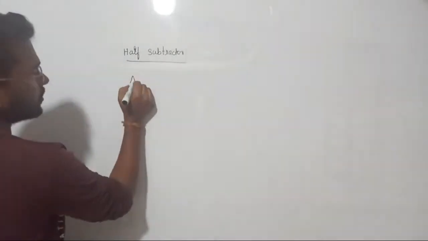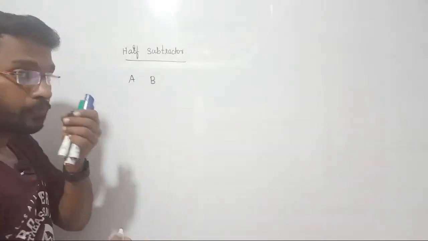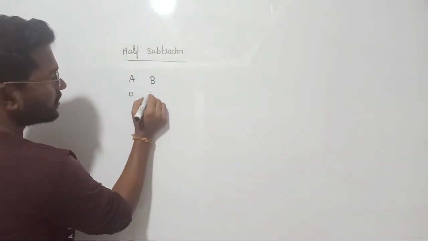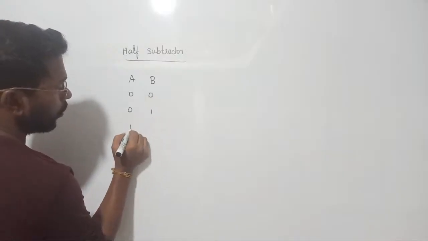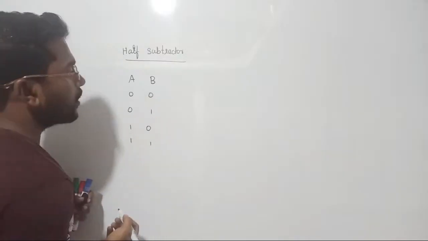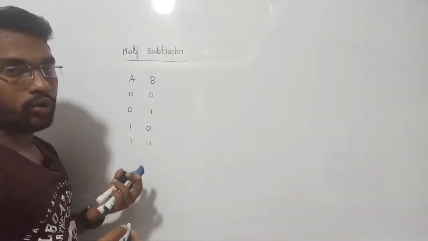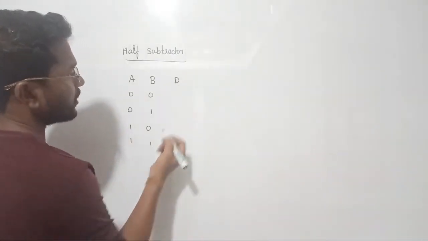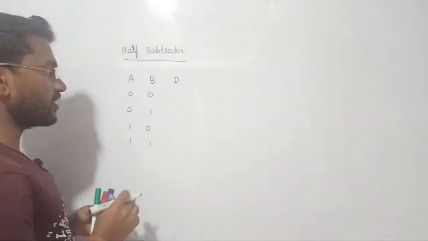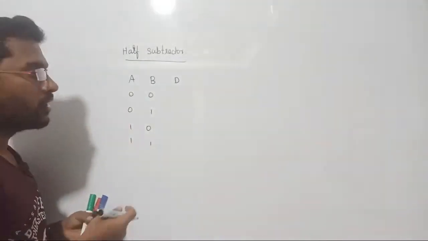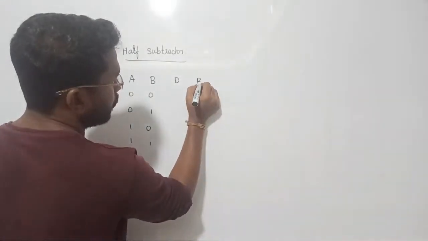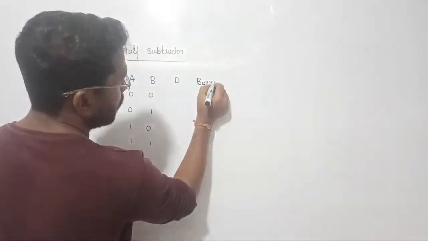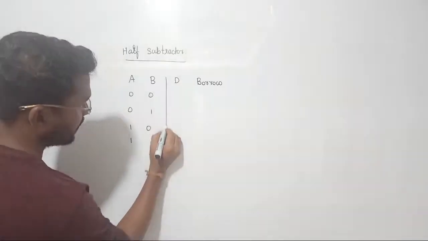Once again, we are going to consider 2 Boolean variables A, B, and they have 4 possibilities: 0 0, 0 1, 1 0, 1 1, and on the output side we are going to get two things. First we are going to find the difference between these two variables, that is called difference. The difference in the sense of subtraction, and with this we are also going to consider one more output, called borrow.